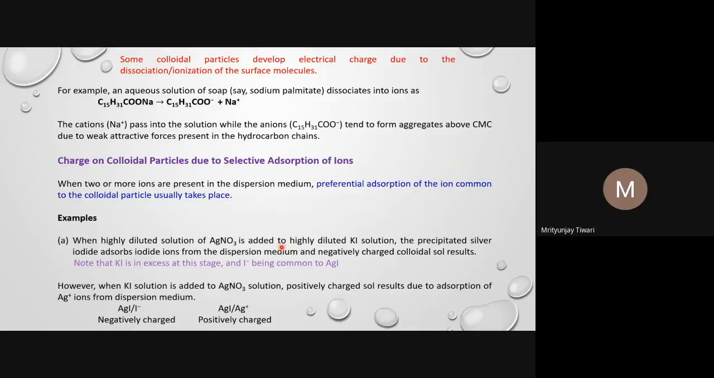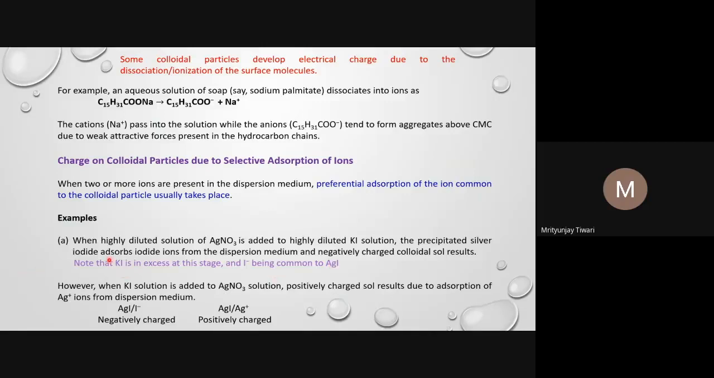So the colloidal particles will adsorb the ion which is common. AgI contains Ag+ and I- ions, and the ions in the solution are K+ and I-. So the common ion is I-, and iodide will be adsorbed. This is what preferential adsorption of ions common to the colloidal particles means. Note that KI is in excess at this stage and iodide is common to AgI.